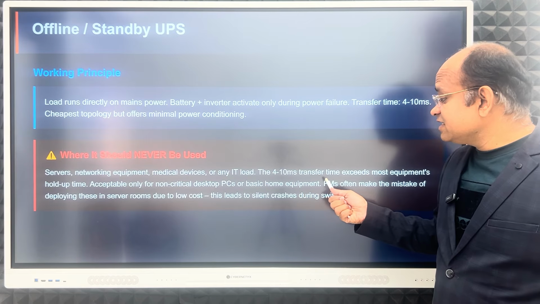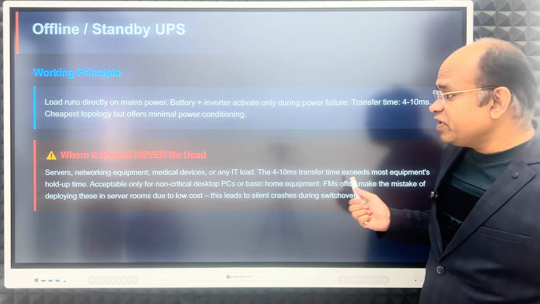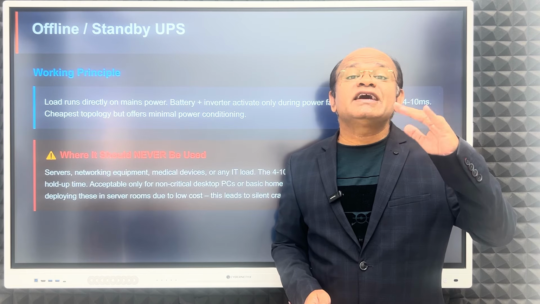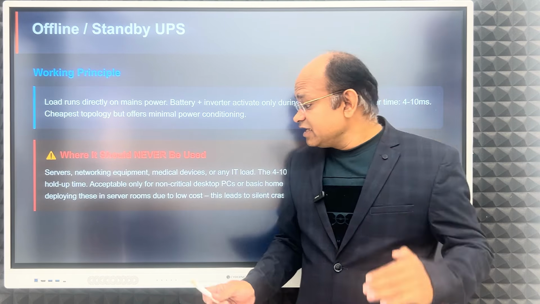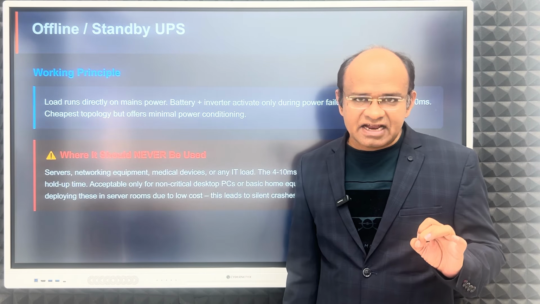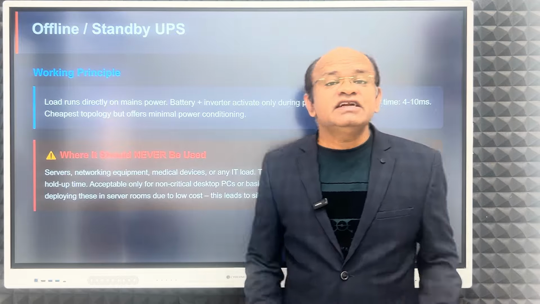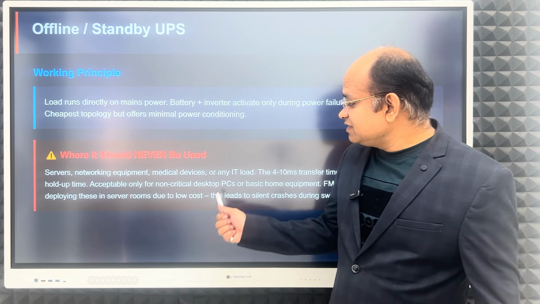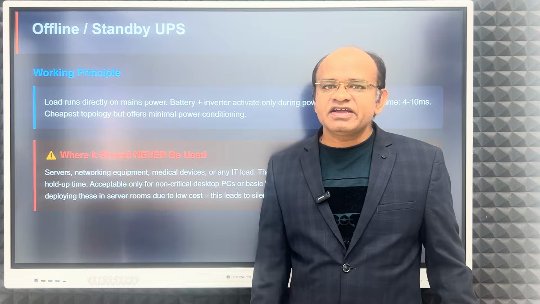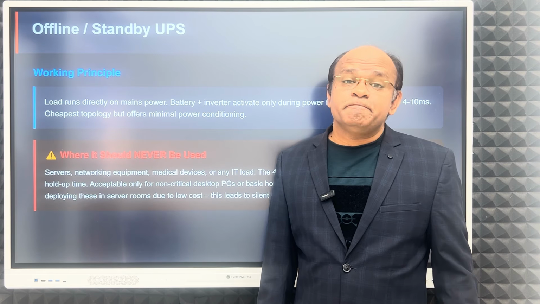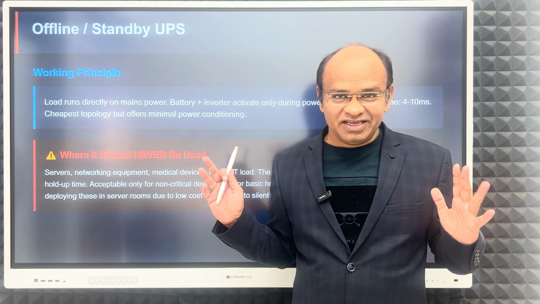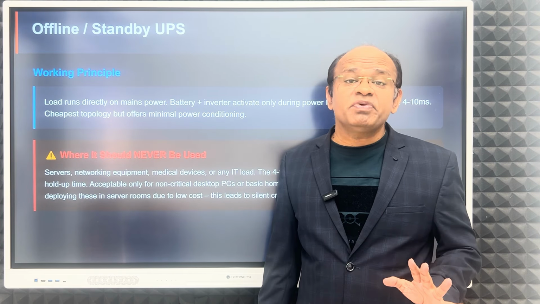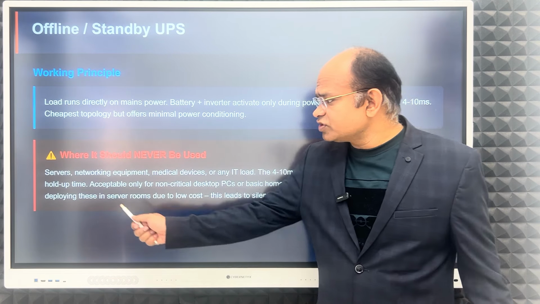The 4 to 10 millisecond transfer time exceeds most equipments' hold-up time. All these equipments can hold or continue to work till maybe 2 milliseconds or less than that. So this time of 4 to 10 milliseconds is good enough to disconnect its function. If its function is disconnected, like medical devices, life-saving devices, then it is not good. It's like we are not having UPS because it is giving trouble. Another thing, it is not conditioning as well. Power is not conditioned properly.